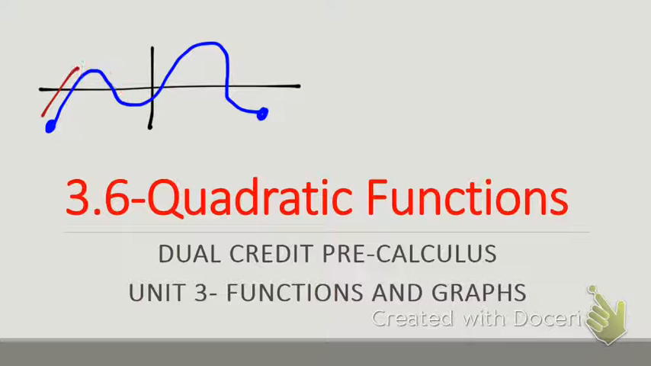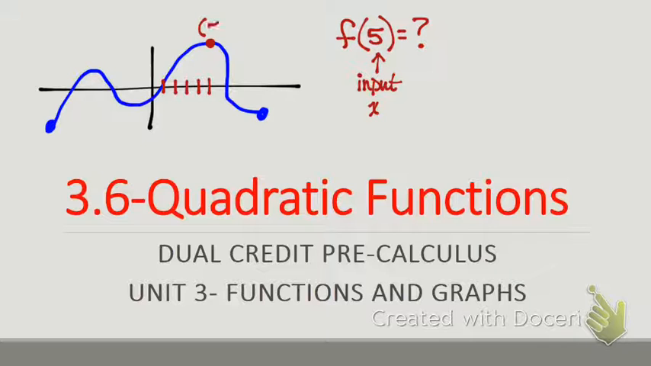If I wanted to evaluate this function f, and I said find f of 5, is this an input or an output, an x or a y? This is an input, an x. So I'd look at my x-axis, 1, 2, 3, 4, 5. There's my point. So maybe this is 5, 10. So I would say that f of 5 equals 10.